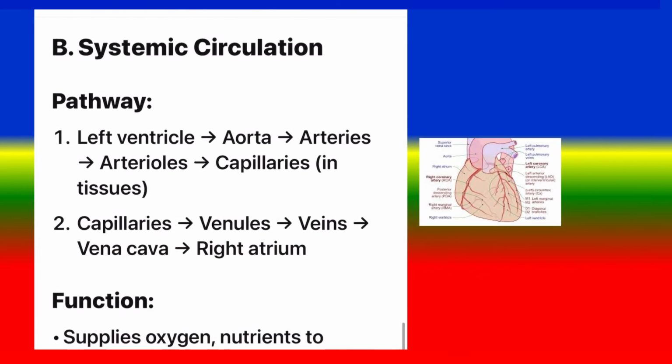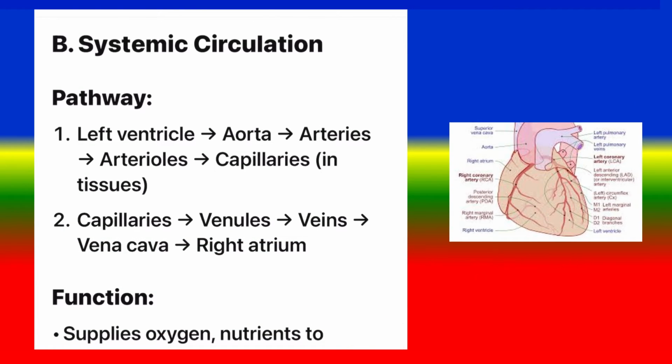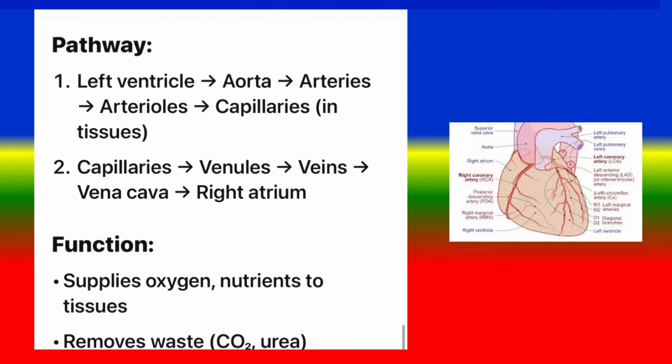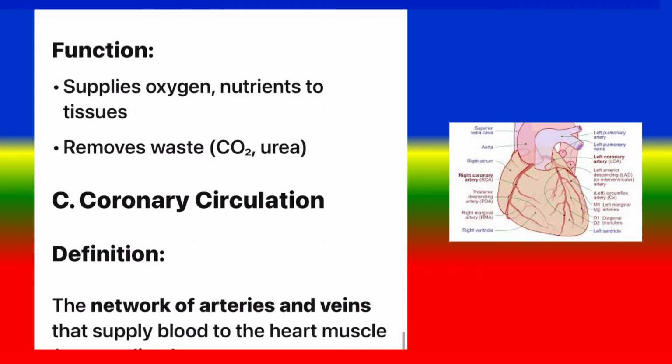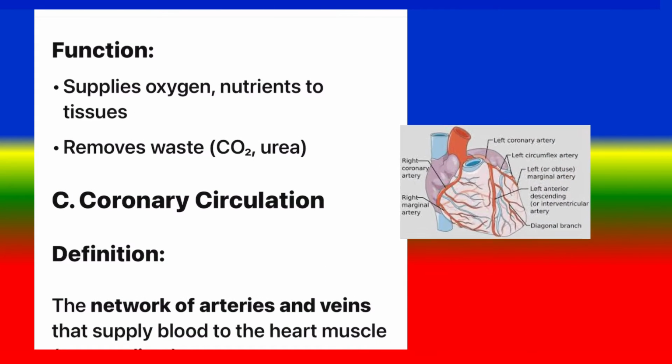B. Systemic circulation. Pathway: 1. Left ventricle, aorta, arteries, arterioles, capillaries in tissues. 2. Capillaries, venules, veins, vena cava, right atrium. Function: supplies oxygen and nutrients to tissues. Removes waste, CO2, urea.